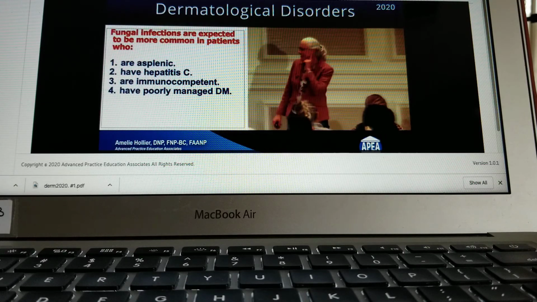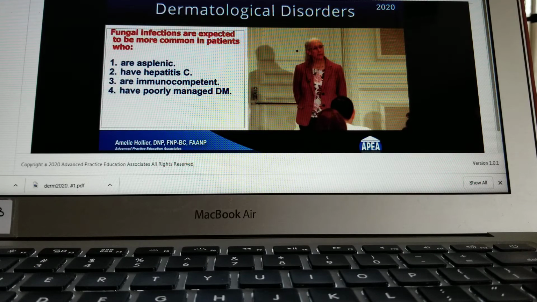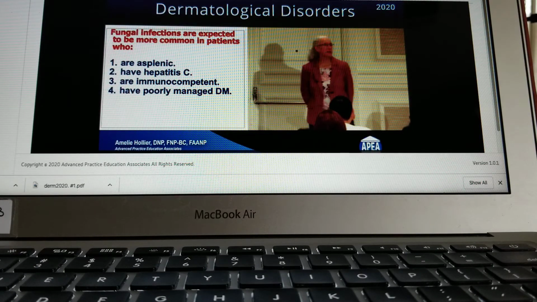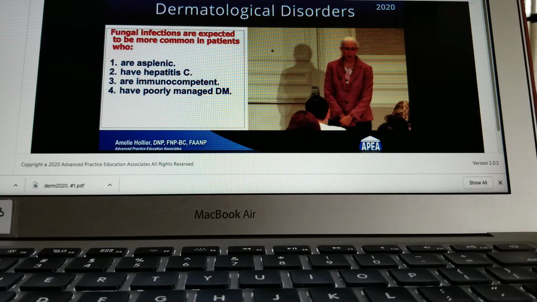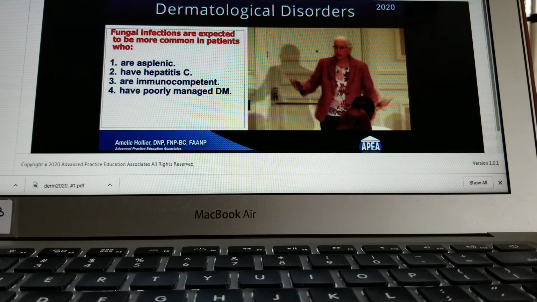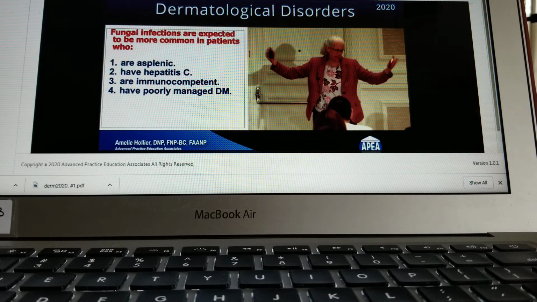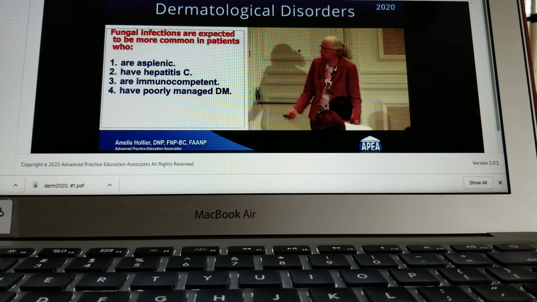All right, so when's the last time you had a fungal infection? Probably been a long time ago, or maybe not at all, not even in your recent memory. When patients get fungal infections, especially if they're bad or extensive, we start thinking about something else going on with them. So look at my question.